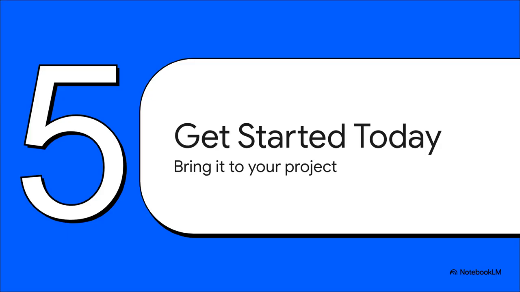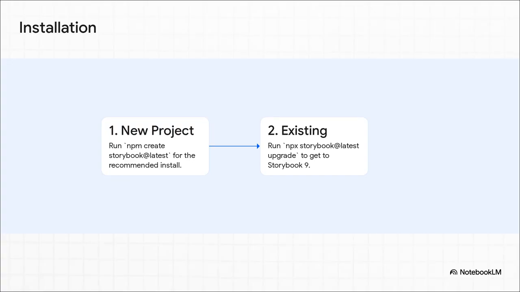Okay, I know, this all sounds pretty awesome, right? Well, the best part is you don't have to wait. You can get this entire workflow set up in your own project today. Let's walk through exactly how to do it. And seriously, it is super straightforward. If you're starting a brand new project, just run npm create storybook@latest, and you'll get everything you need. If you've already got a Storybook project, just run the upgrade command to get on Storybook 9. The migration is really smooth.